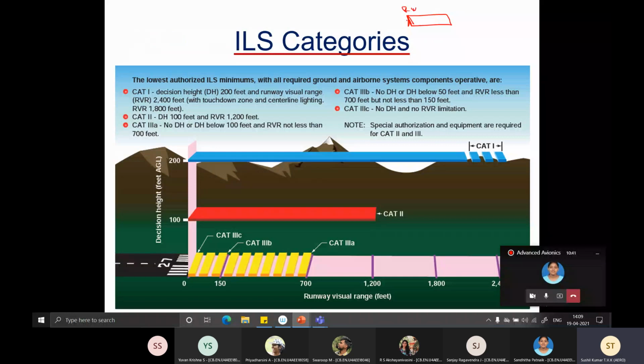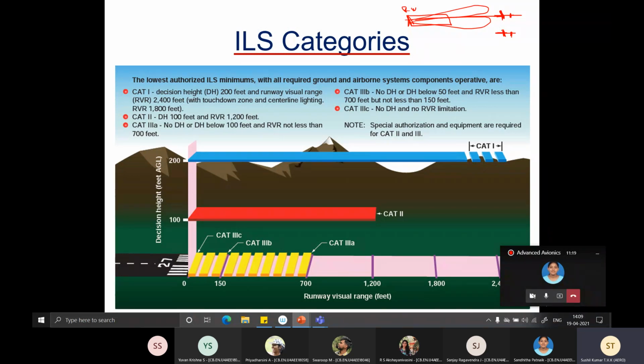So it gives two beams, and if the aircraft is aligned with the runway center line, then it will see both the 90 hertz and 150 hertz signals equally. Based on that, it's going to align itself. Any deviation from the center line, suppose the aircraft is at this point, one of the signals is going to dominate over the other. So you get an error signal.